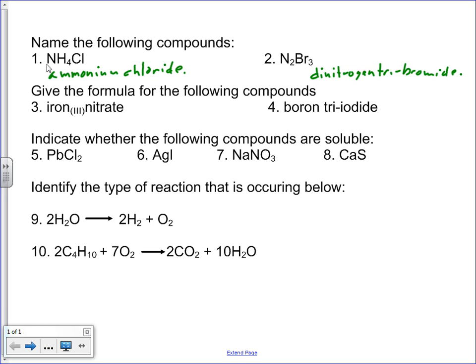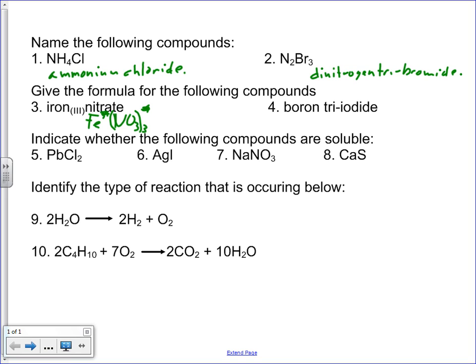All right, for 3 and 4, give the formula for the following compounds. So we've got iron 3 nitrate. So iron is Fe. The 3 tells us to use the 3 plus charge. Nitrate is NO3, and it is 1 minus. So when I swap and drop, I need to put brackets around the nitrate and put a 3 outside of the brackets. So we have Fe(NO3)3.